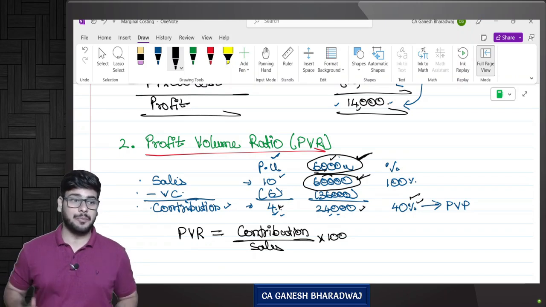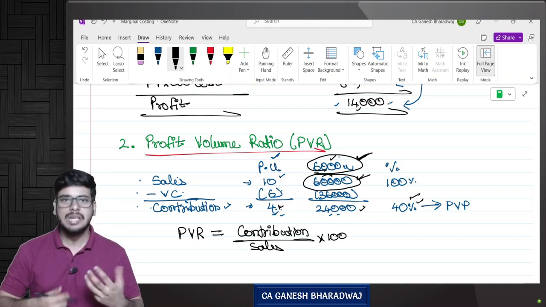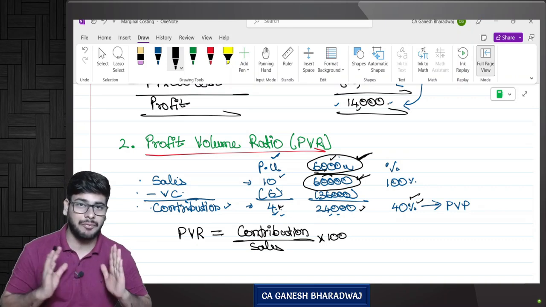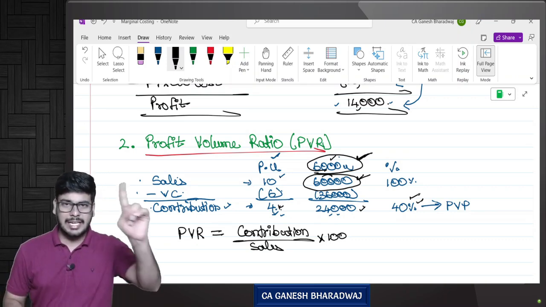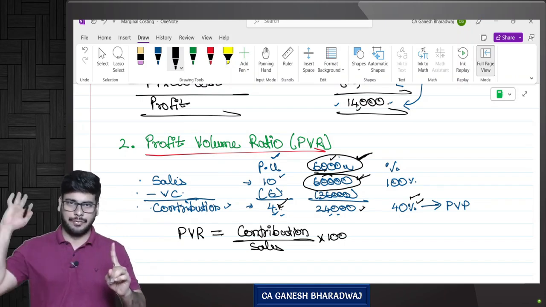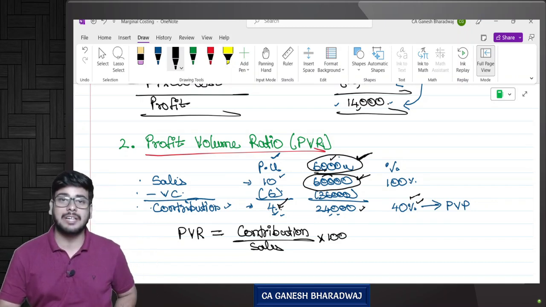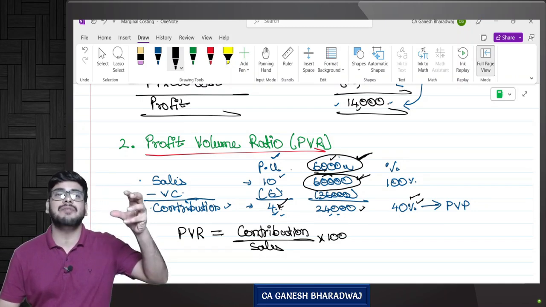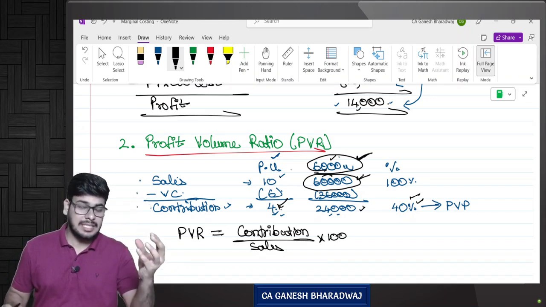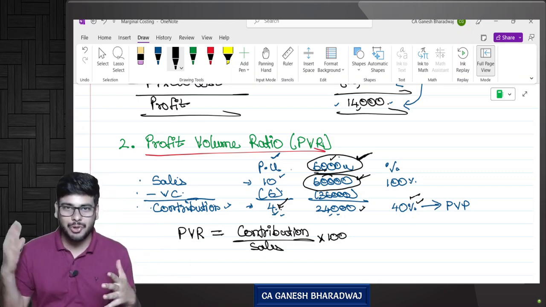Instead of 1 lakh rupees, they are saying, no, I'm going to make sales worth 10,000 rupees. It is also the same, but they are expressing it in units. They are saying, I'm going to make sales of 10,000 units. Immediately you can say 10,000 units, every unit generates a contribution of 4 rupees. 10,000 into 4, 40,000. So if sales is expressed in units, you can multiply that with contribution per unit and arrive at your contribution. If your sales is actually mentioned in value, you can multiply that with PV ratio to arrive at the contribution.